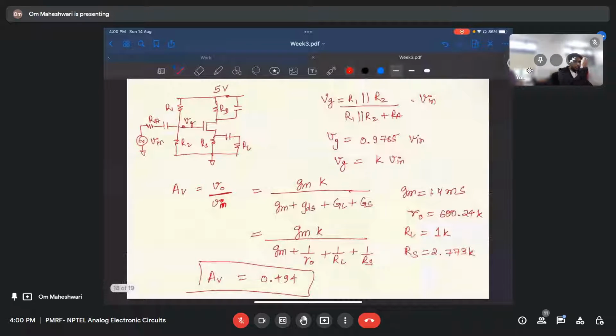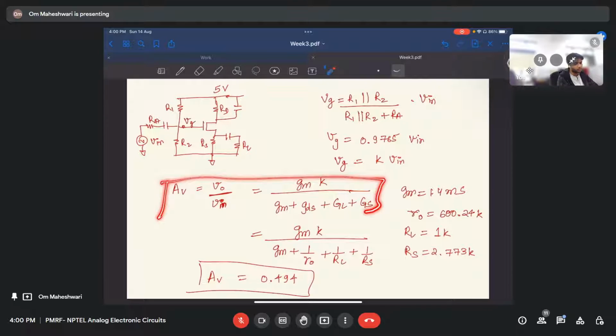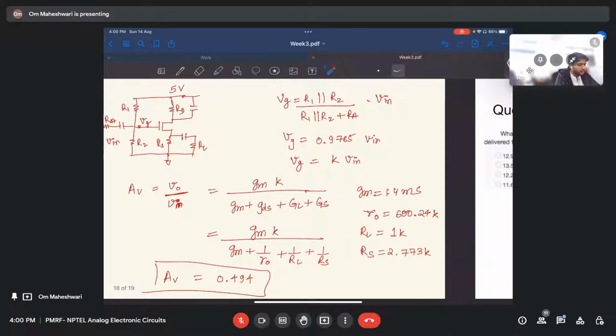So I have not solved it completely. I have just directly put the values in the formula that is told by sir in the first video. So if you have not seen it, please go see the first video of this week.